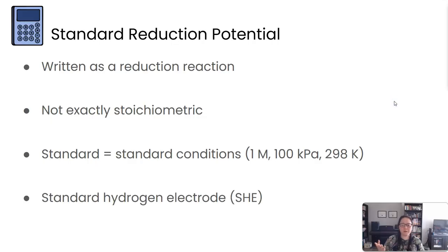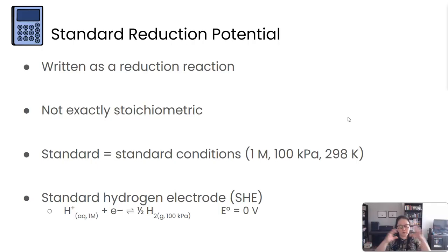Now, I did mention the fact that these standard reduction potential values are a comparison to something else, and that comparison is made to the standard hydrogen electrode, or the SHE. In this particular case, this electrode is made from the half reaction between hydrogen ions and hydrogen gas. You can see the equation at the bottom. It is H+ aqueous, it is 1 molar, and then you're making the gas, and the gas is going to be at 100 kilopascals.